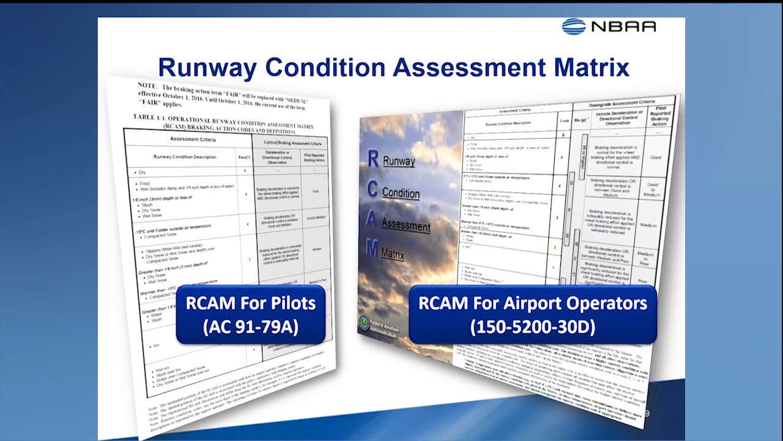There are actually two versions of the RCAM. One version is for use by airport operators. It has additional information on runway friction measurement values that might be used in conjunction with observed runway contaminants and braking action reports furnished by pilots to upgrade or downgrade the reported runway condition code. Aircraft operators have specific guidance in the FAA's Winter Safety and Operations Advisory Circular for using friction measurement readings and pilot braking action reports when formulating a decision to upgrade or downgrade a runway's condition. There's also a pilot's version of the RCAM.